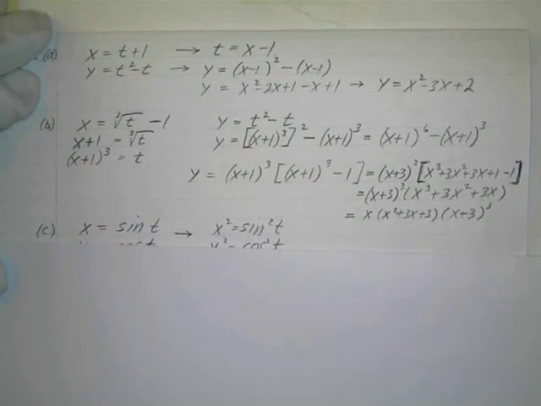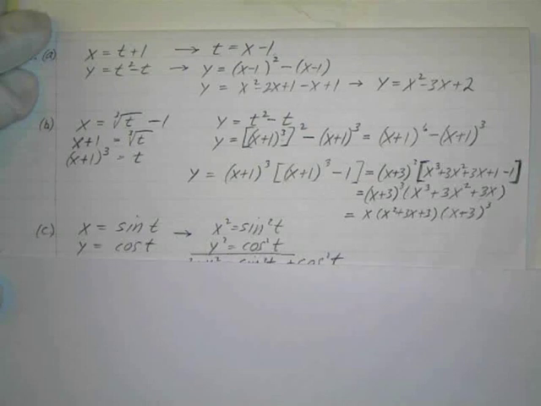And the last part: x equals a sine of t and y equals a cosine of t. So we want to eliminate this parameter. Here's a little trick. This is one of the tricks we use when we have trigonometric parametric equations.